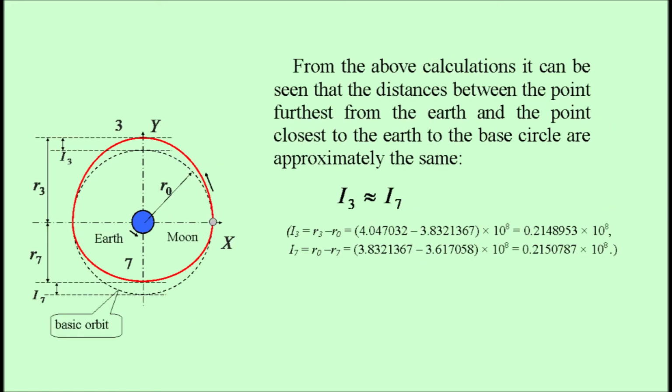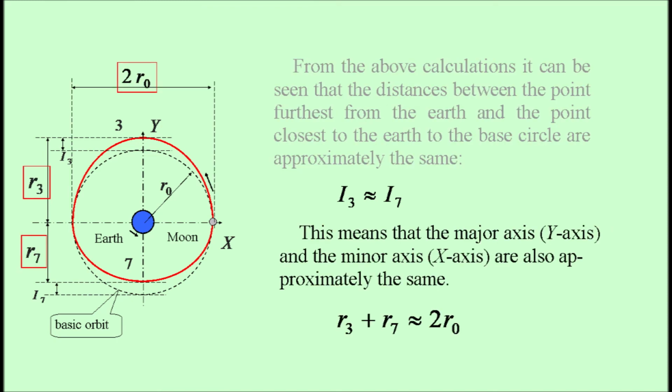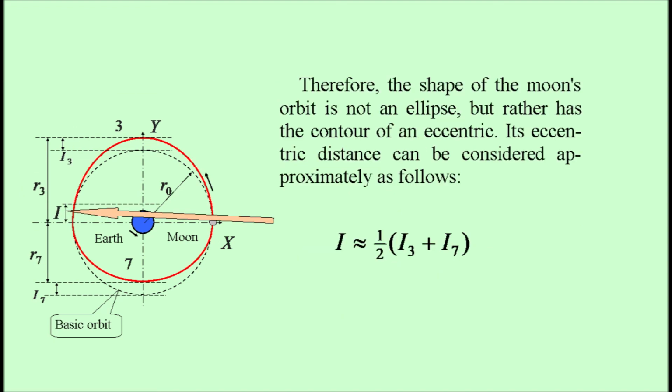From the above calculations it can be seen that the distances between the point furthest from the Earth and the point closest to the Earth to the base circle are approximately the same. This means that the major axis, y-axis, and the minor axis, x-axis, are also approximately the same. Therefore, the shape of the Moon's orbit is not an ellipse, but rather has the contour of an eccentric circle. Its eccentric distance can be considered approximately as follows.